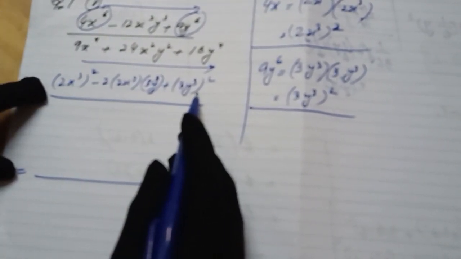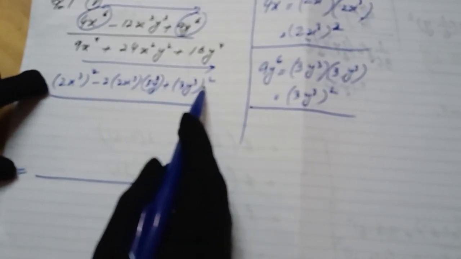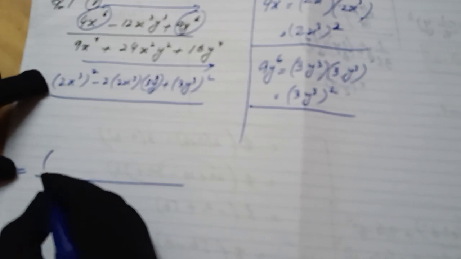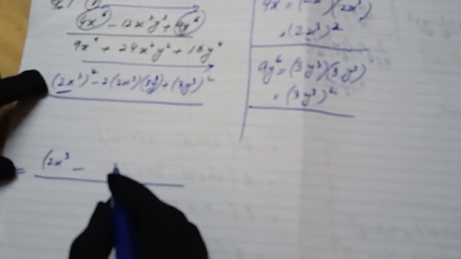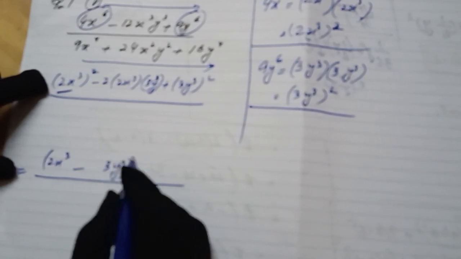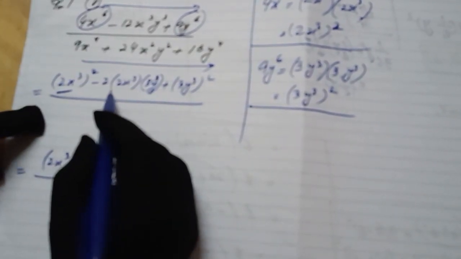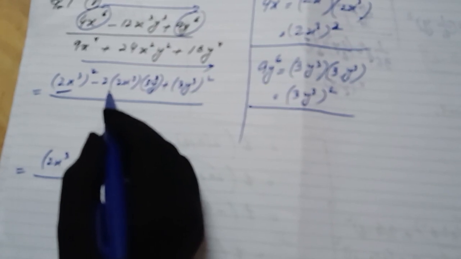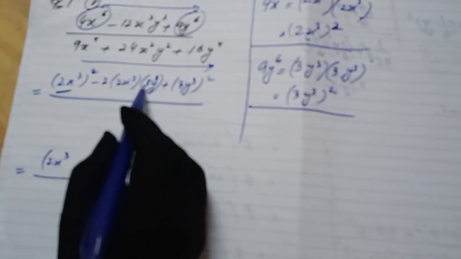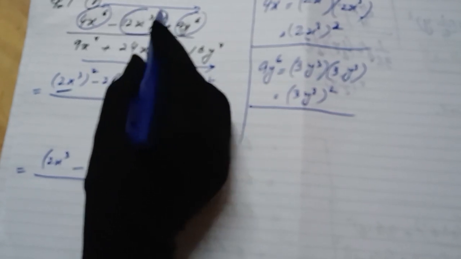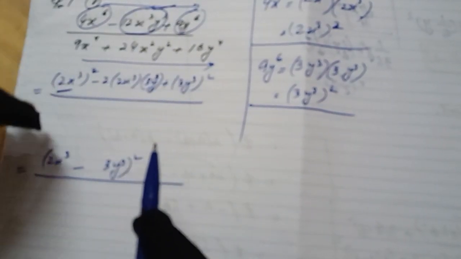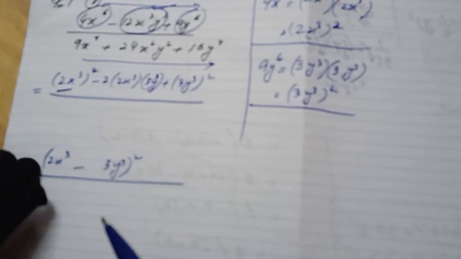So the next term, what will happen? This is a^2 minus 2ab plus b^2, which is equal to (a minus b)^2. What is your a? This is your a, 2x^3, and minus b, 3y^3, whole square. In this video, sorry, I forgot to tell you to verify: 2 times 2 times 3 is 12, x^3 y^3. So you have to verify the middle term also. All terms justified, then you go to the formula making. Formula completed. Now come to the denominator term.